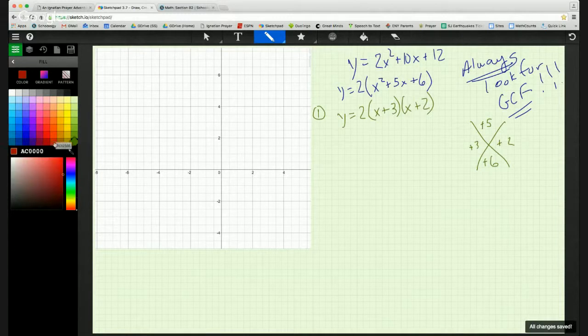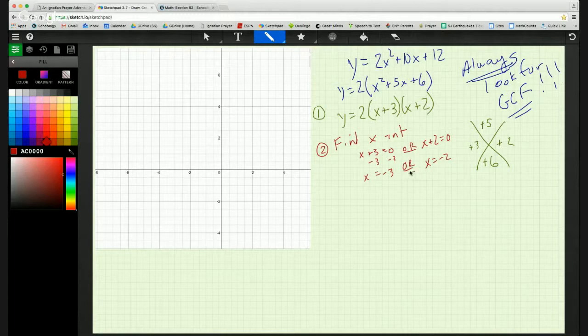Now let's move on to step 2. Step 2 is find our x-intercepts. And that's easy, right? X equals, and we can solve it. We can say, well, x plus 3 equals 0, or x plus 2 equals 0. So subtract 3, x equals -3, or x equals -2. So those are our x-intercepts, (-3, 0) and (-2, 0).